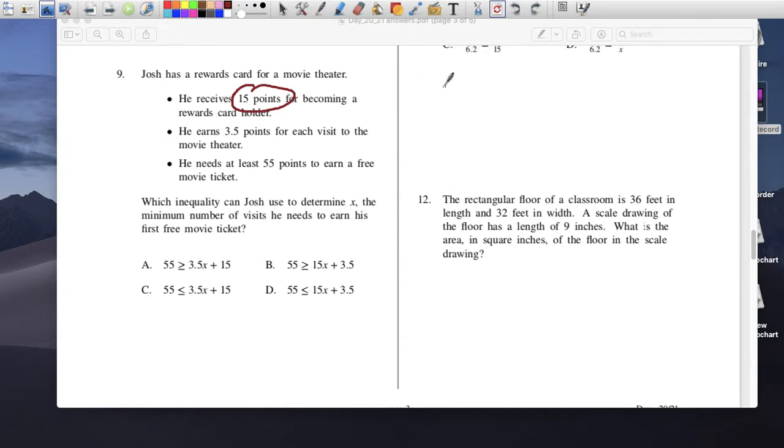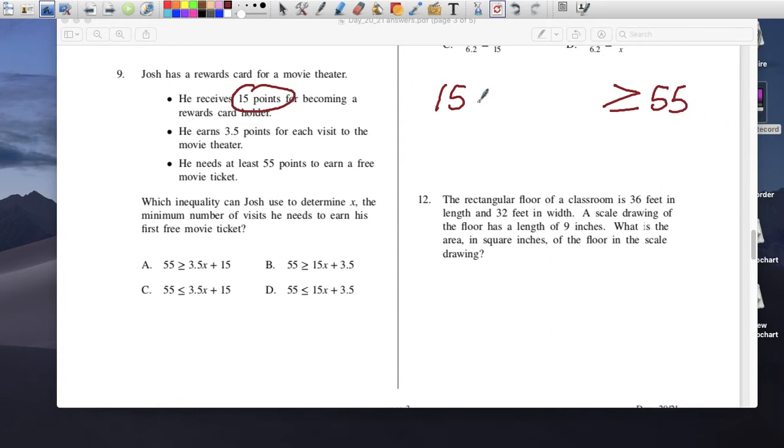inequality. So I have 15 points. Whatever I gather here, whatever I need to get here has to be greater or equal to 55, right? That's what I need. So that every point that I collect, everything that I have on my card has to be greater or equal to 55. I get a free movie.